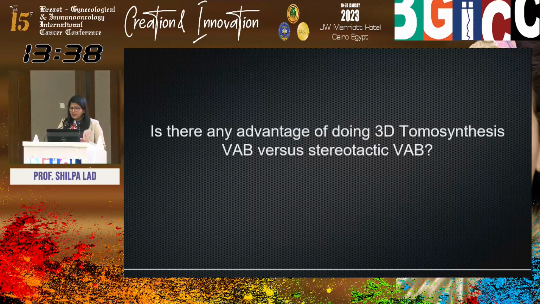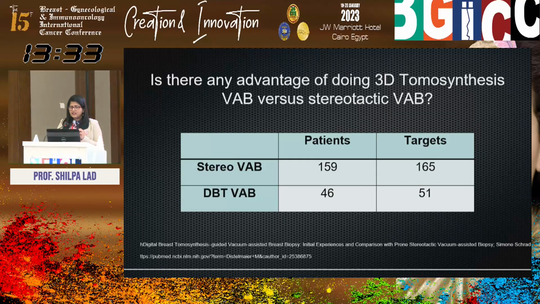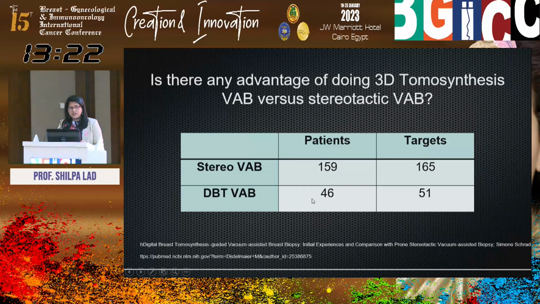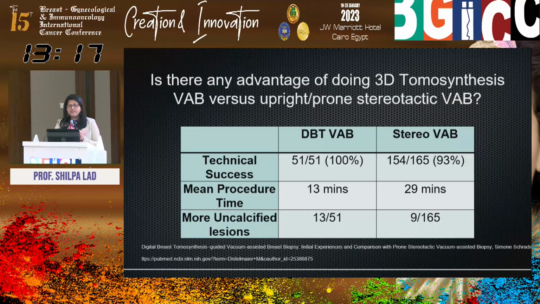Okay? Now, is there an advantage of doing a 3D VAB versus a stereo VAB? Here is a study by Dr. Christiana Kuhl and her group. What they did was they looked at about 159 patients who had undergone stereotactic VAB and about 46 patients who had undergone a 3D tomo-guided VAB. And what they found was the technical success was 100% when they did a 3D VAB as against a stereo VAB. Stereo VAB also had a high success rate at about 93%.